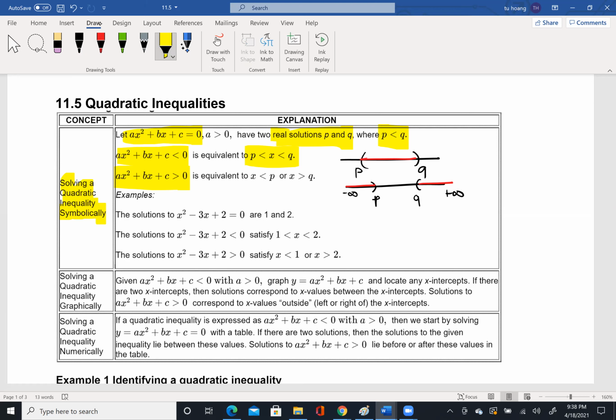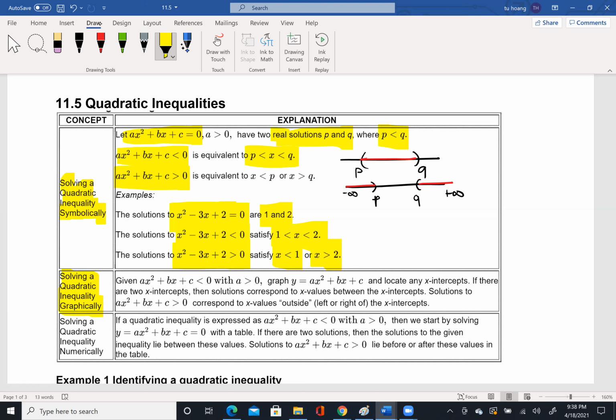So for example, if we have the equation x squared minus 3x plus 2 equals 0 that has two solutions, 1 and 2, right? And if we want to find the solution of the inequality x squared minus 3x plus 2 less than 0, then x is between 1 and 2, right? But if you want to look for x squared minus 3x plus 2 greater than 0, then x has to be less than 1 or x has to be greater than 2. See that.